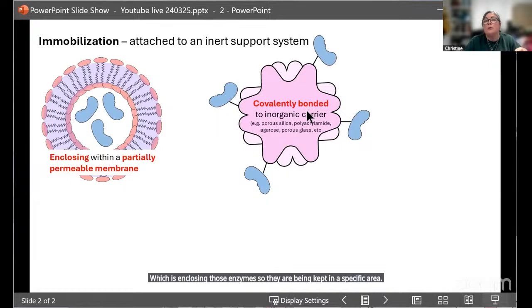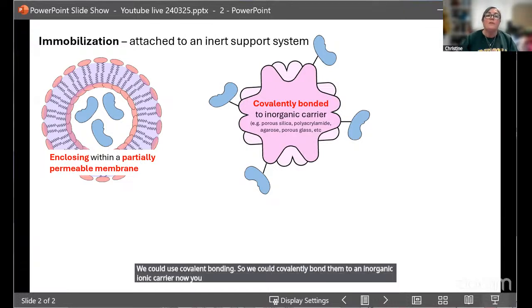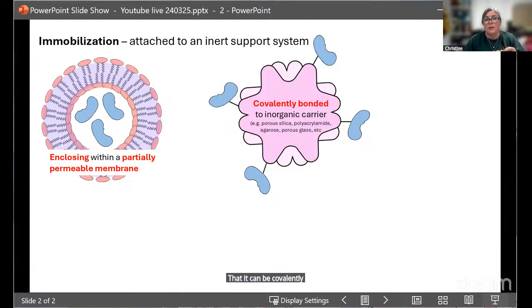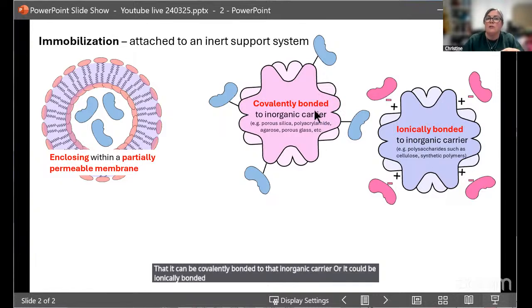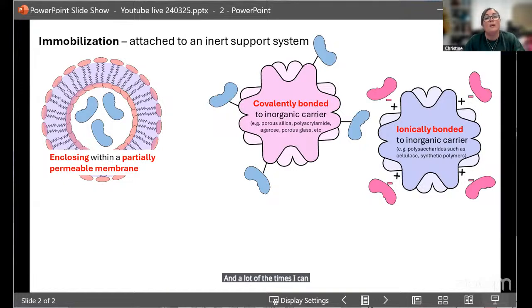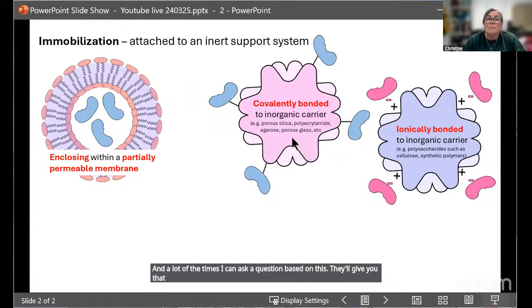We could use covalent bonding. So we could covalently bond them to an inorganic ionic carrier. Now, you do not need to know the names of specific examples. If they ask a question on this, they'll be looking at you knowing that it can be covalently bonded to that inorganic carrier, or it could be ionically bonded to the inorganic carrier. There's lots of different examples that they could use, and a lot of the time they're going to ask a question based on this. They'll give you that information and expect you to pull out from the stem of the question whether it was covalently bonded or ionically bonded.